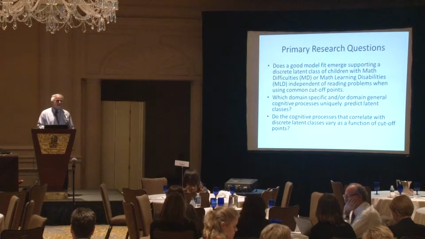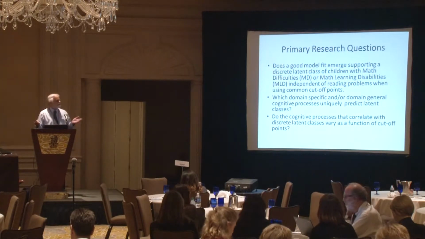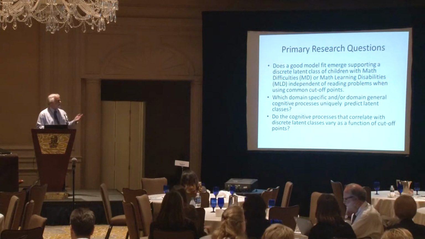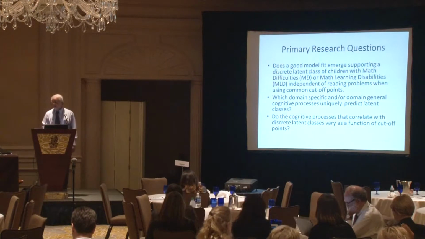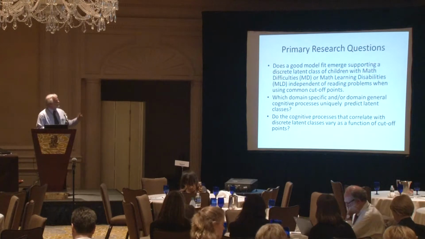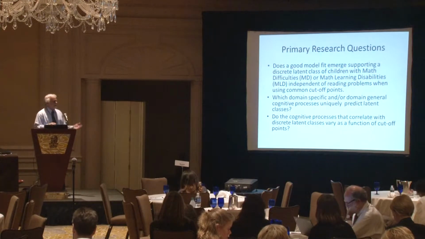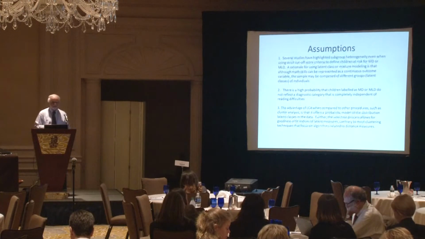When I use the common cutoff points as referred to in the literature, usually between the 11th percentile and the 25th percentile, the literature seems to suggest these are kids with math difficulties. And below the 11th percentile, it depends among different researchers, but below the 11th percentile are kids with math learning disabilities. And so my second question would be, what sort of predicts these classes if they sort of emerge in my data set? And then if I change my cutoff points, do I have some different variables that are going to predict that particular latent class?